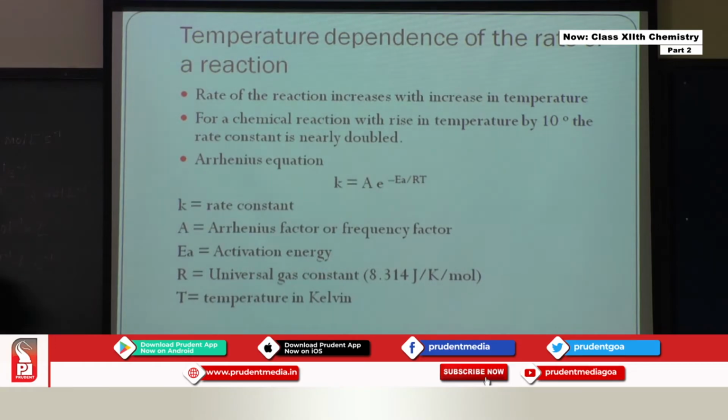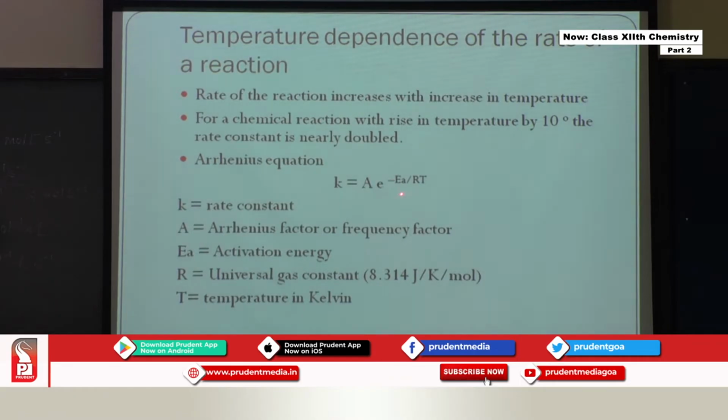Arrhenius has used this equation for us to understand the use of temperature, how it affects the rate of a reaction. Now we don't need to know the derivation of this equation, we just need to know what the equation is and what the terms are that are involved in the equation. K is equal to A e raised to minus EA upon RT. K is the rate constant, A is known as the Arrhenius factor or the frequency factor, EA is activation energy, and T is going to be the temperature in Kelvin. R we have already studied in standard 11 is also known as universal gas constant, which has a value of 8.314 joule per Kelvin per mole.